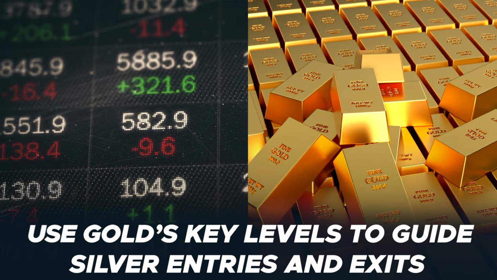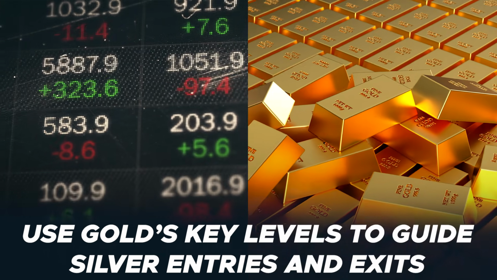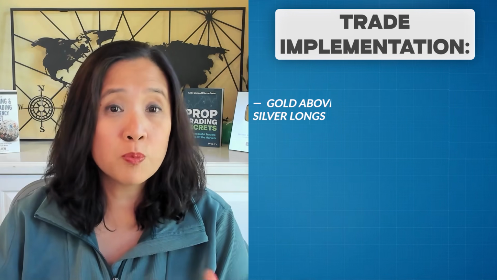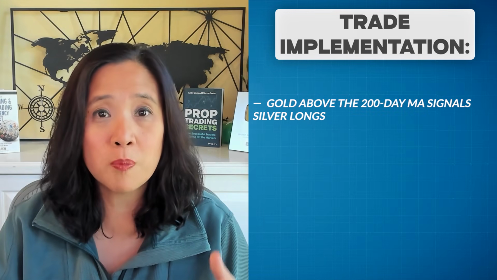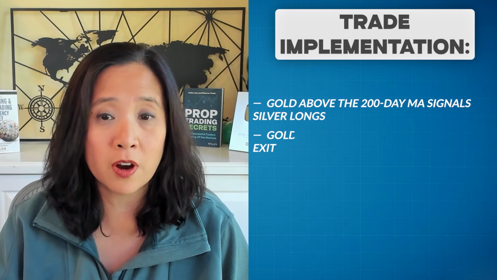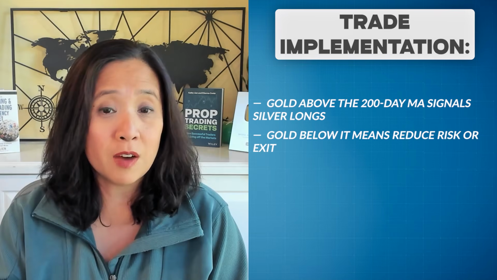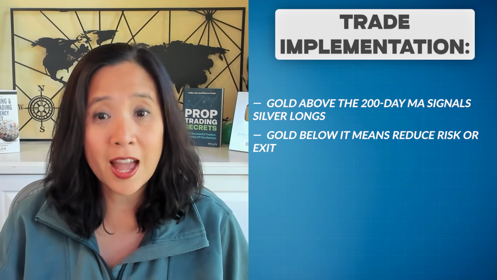Whatever vehicle you choose, use gold's technical levels to define your entries and exits. If gold breaks above its 200-day moving average, that's your confirmation for a potential long setup in silver. If gold falls below that level, it's a signal to reduce risk or exit. Always keep the gold-silver ratio on your watch list, as it's your early warning system for changes in market sentiment.